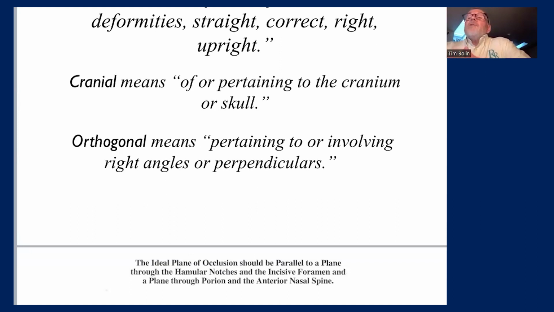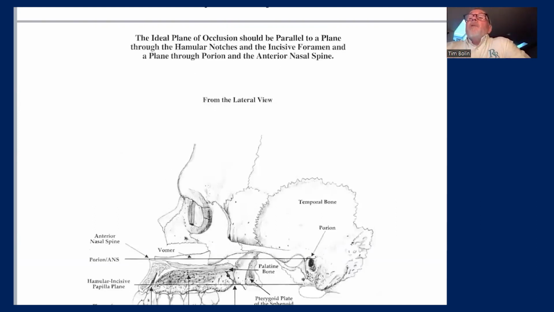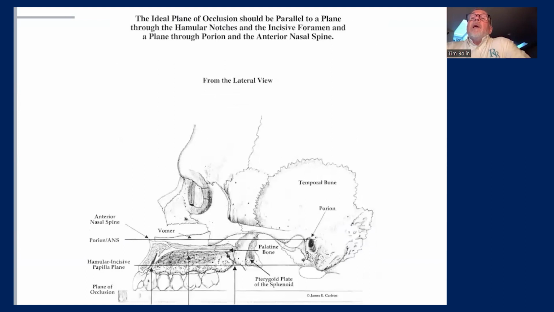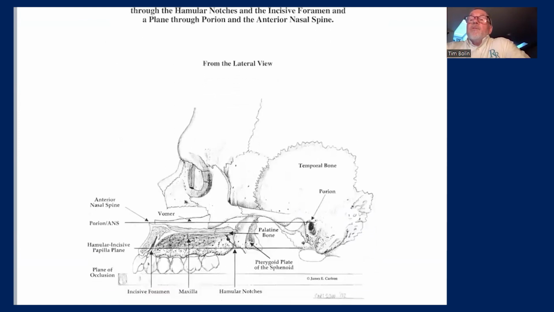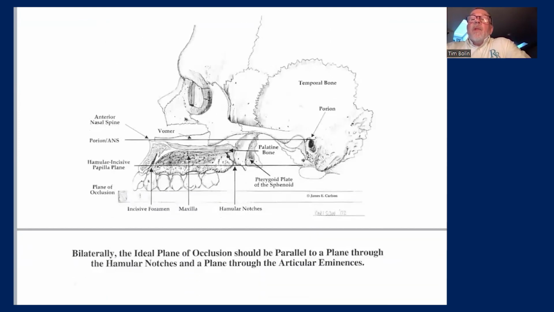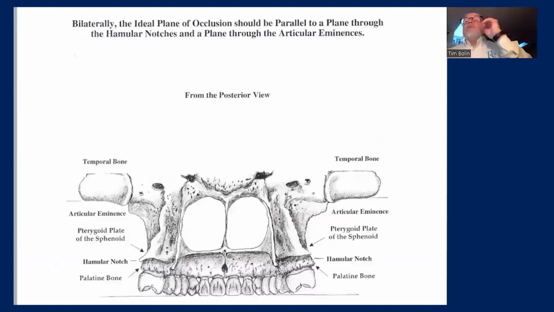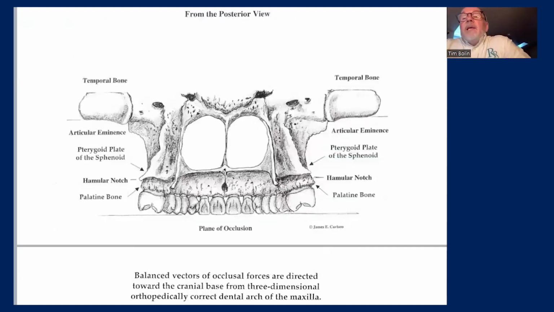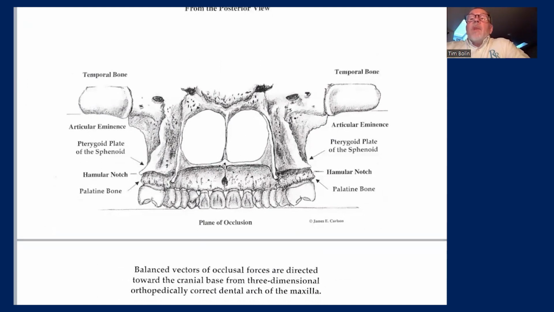The ideal plane of occlusion should be parallel to a plane through the hamular notches and the incisive foramen, and a plane through porion and the anterior nasal spine. Bilaterally, the ideal plane of occlusion should be parallel to a plane through the hamular notches and a plane through the articular eminences. You can see in this diagram, Jim did a nice job on the drawings, I do believe. The hamular notches are very adamant there. Articular eminence angles are really, really important.